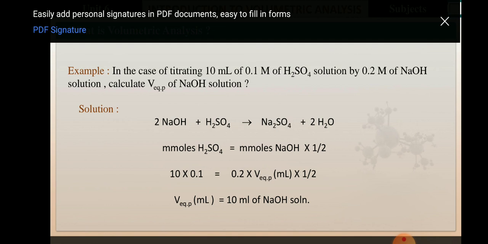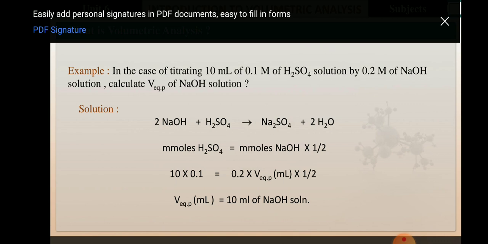In case of titrating, the second example is the same as the first example. Titrating 10 ml of 0.1 molar H2SO4 solution by 0.2 molar NaOH solution, calculate the volume of the equivalent point of the NaOH solution.